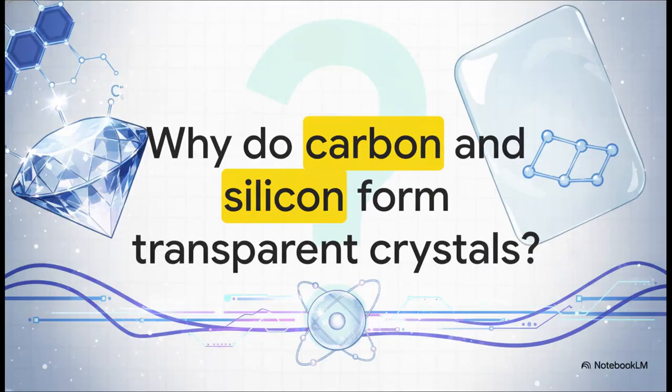Think about this everyday mystery for a second. Why do elements like carbon and silicon form these remarkably transparent crystals? I mean, you look at a diamond or a window glass, and light just passes right through. What is the specific, hidden structural geometry deep within these atoms that actually allows that to happen?